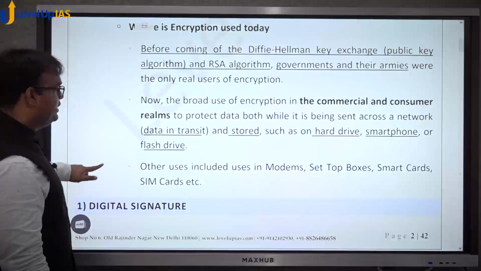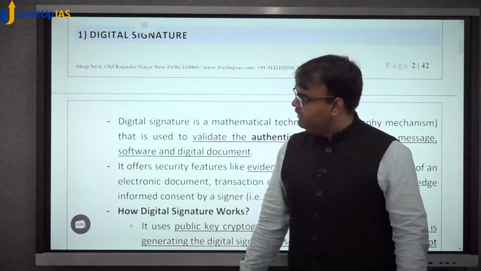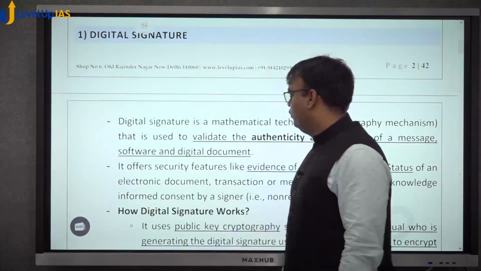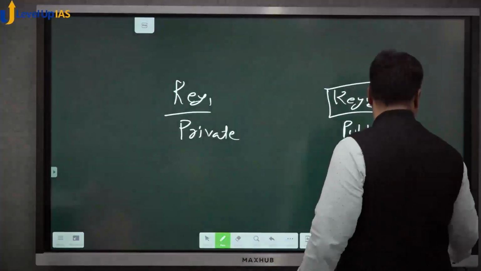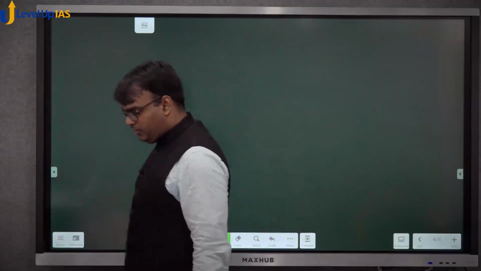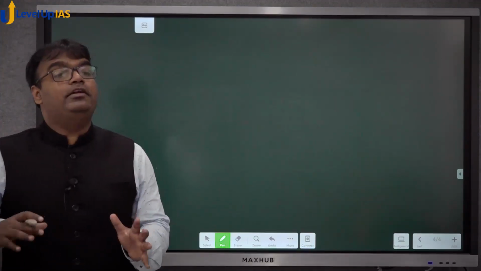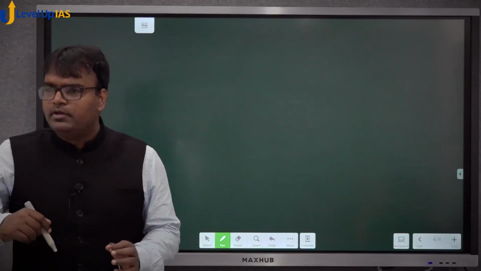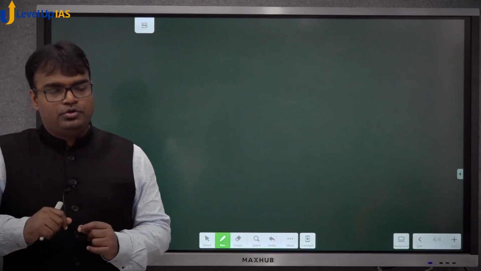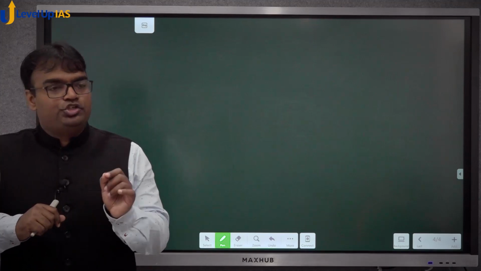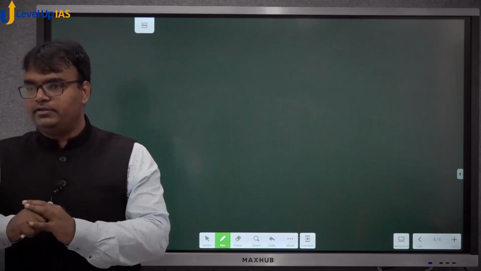Okay, now let's come to the next topic, digital signature. In cryptography itself, we are understanding the topic digital signature. Now, what is digital signature? Digital signature is an encryption method or mathematical tool. In encryption, what are we using? Mathematics. It's a mathematical technique which is used to authenticate and ensure integrity of any message, any information, any document that you are sending.